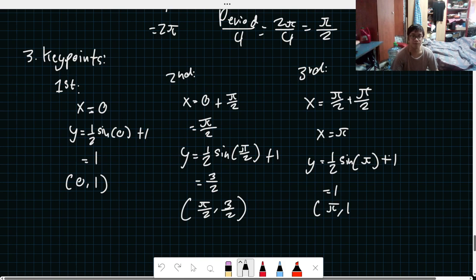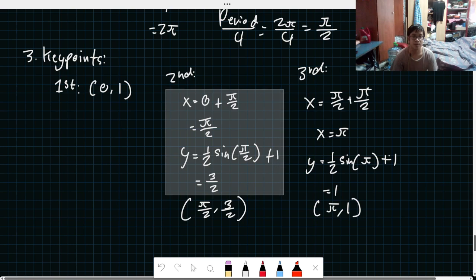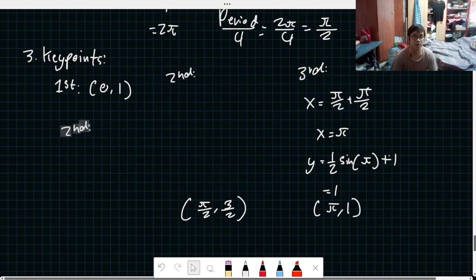I found already the first 3 key points. So let's find the others after we erase the solutions here, except the key points we found. For the first key point, it's (0, 1). Second key point, it's (pi over 2, 3 halves).